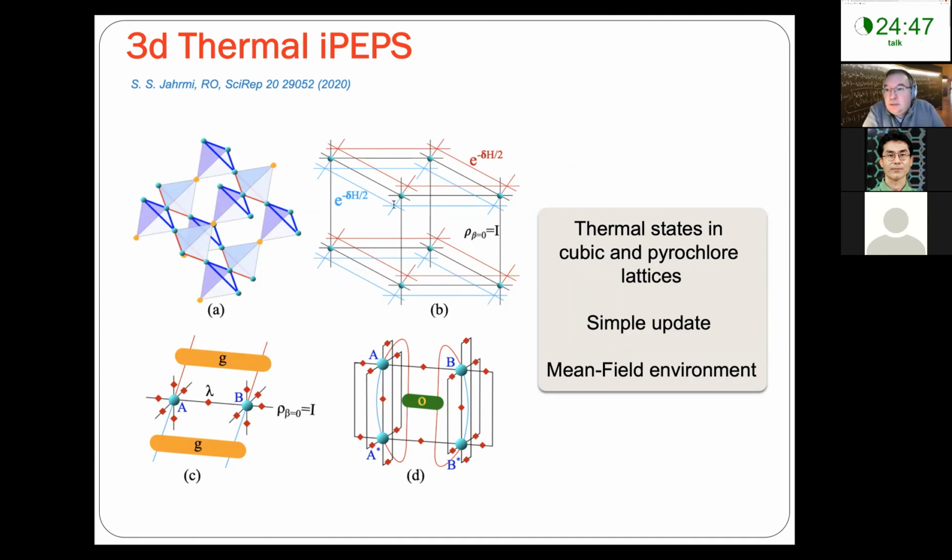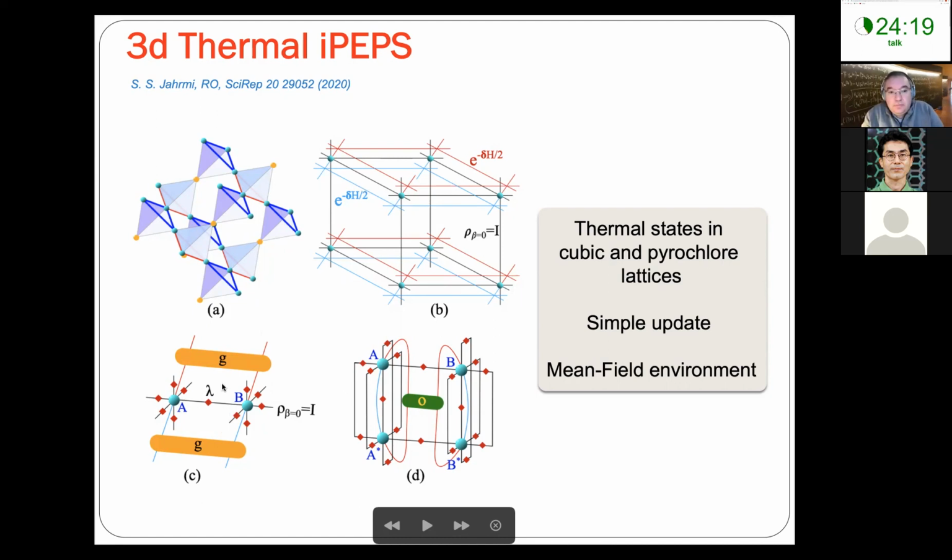It's based on just the standard tricks for computing thermal states using tensor networks, which have been used, for instance, in 1D very intensively using matrix product operators. But now we generalize that to 2 dimensions with projected entangled pair operators. It's based on the simple update. So we have to apply gates on a projected entangled pair operator representing the state, both on the ket and the bra indices.